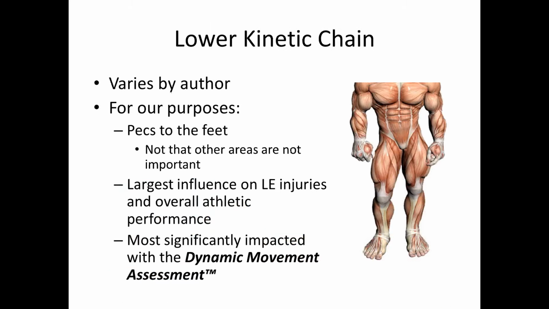So for the purposes of our discussion and our demonstration today, the lower kinetic chain really refers to anything from the pecs on down to the feet. And the primary reason that we use that is that it's the largest influence on overall lower extremity kinematics, and it's also the largest influence on overall athletic performance. Looking at force production and force generation, the hips, the lower core, and the core itself is a very important component. It's also this lower kinetic chain that is the most impacted by the dynamic movement assessment.